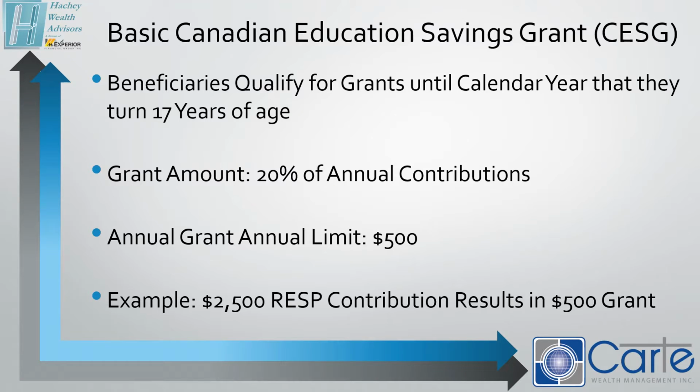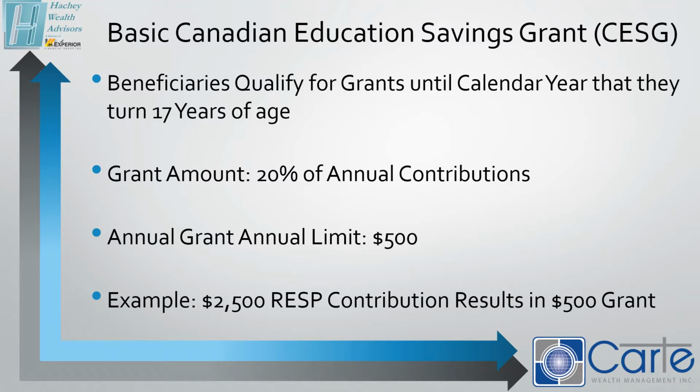All right. Now, the basic grant that most people get, and it's probably the grant that you're going to get, is called the Canadian Education Savings Grant. Okay, and that is given to any child up until the end of the calendar year that they turn 17 years old. So as long as your child turns 17 years old or younger in that year, up to December 31st of that year, you can qualify for the Canadian Education Savings Grant.